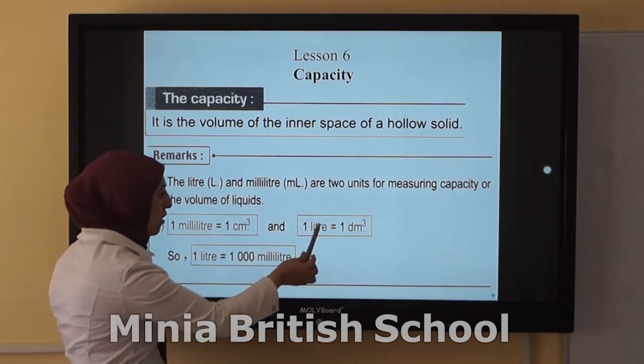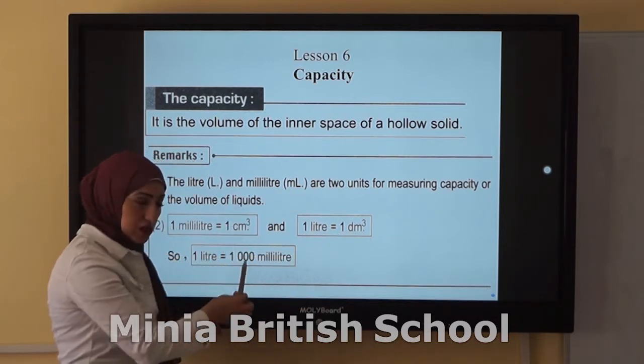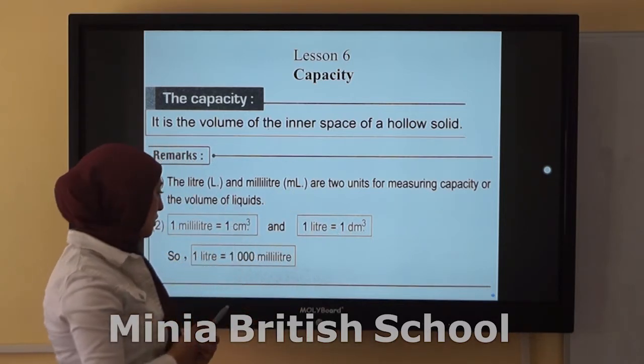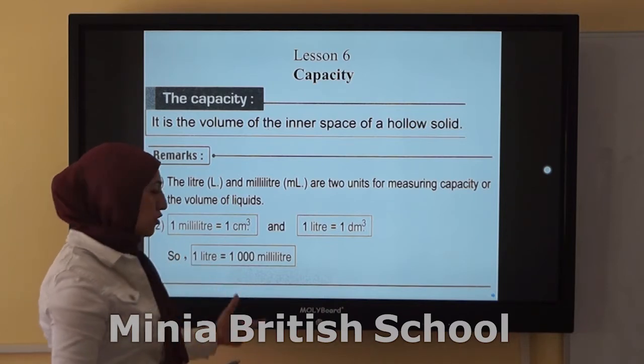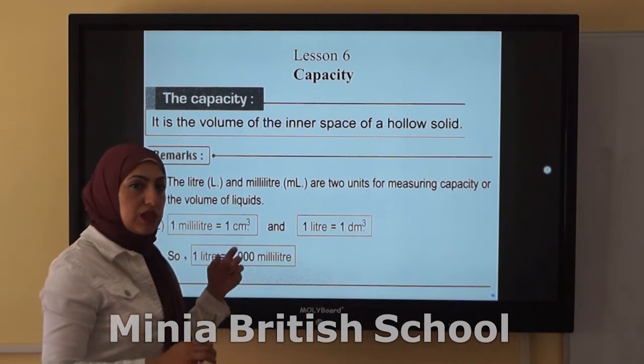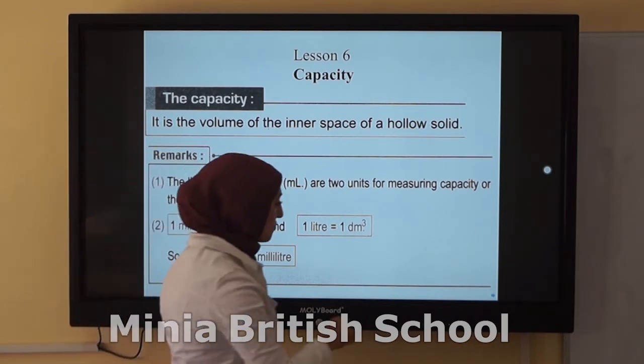To convert from liters to milliliters or cubic centimeters, we multiply by 1,000. So one liter equals 1,000 milliliters. You have to keep these units in mind.